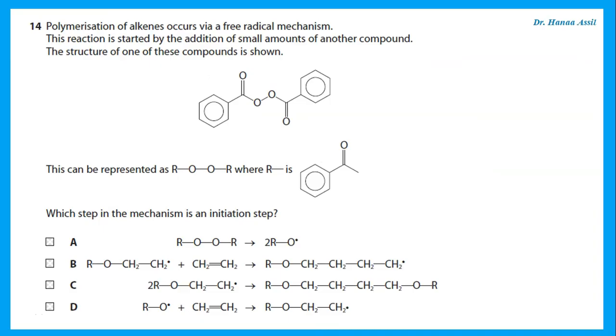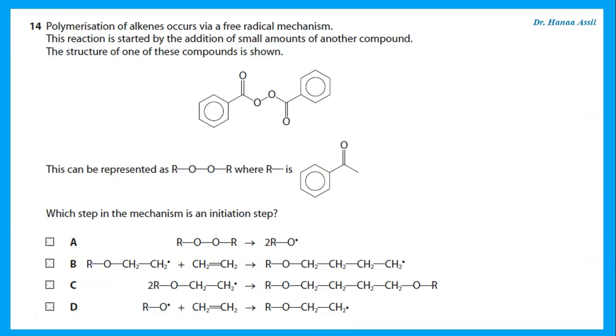Then this next question says polymerization of alkenes occurs via a free radical mechanism. This reaction is started by the addition of small amounts of another compound. The structure of one of these compounds is shown. This can be represented by ROOR, where the R is that part with the benzene ring, double bond O, and a bond. Now, which step in the mechanism is an initiation step?